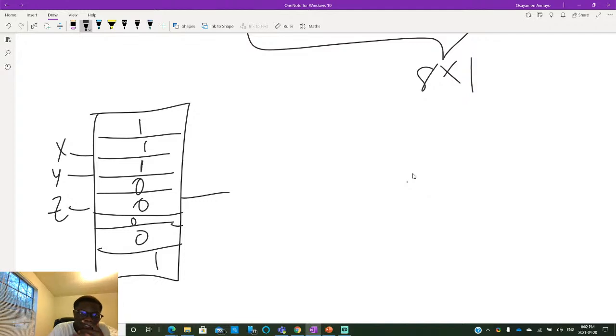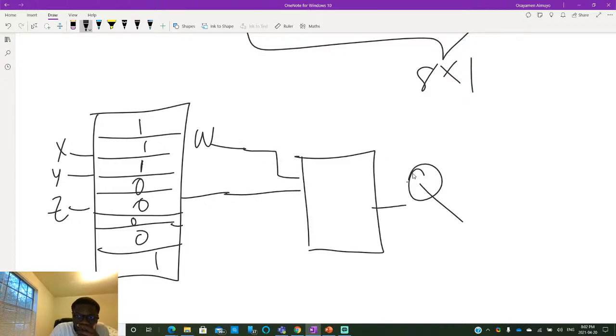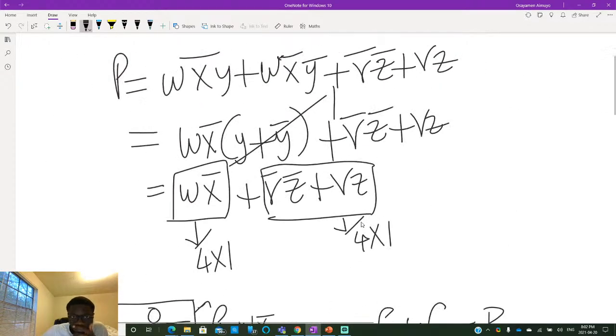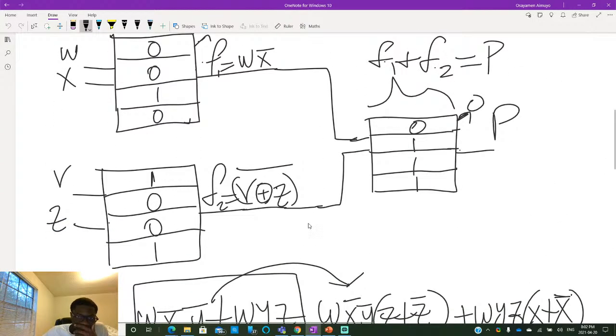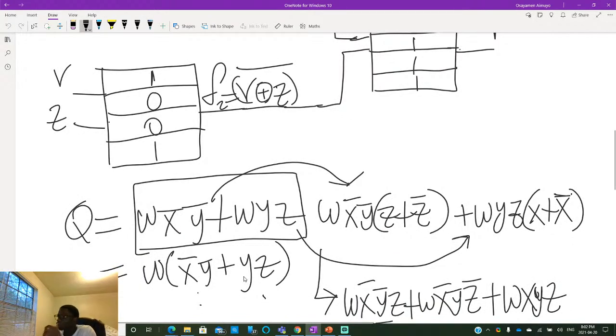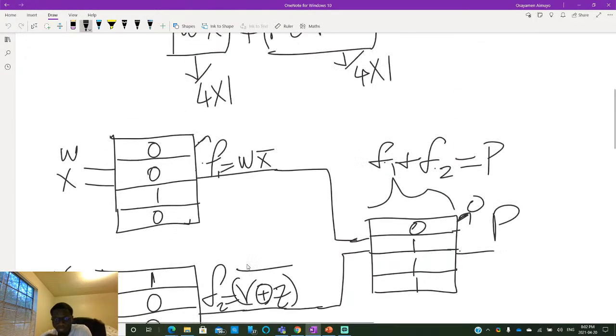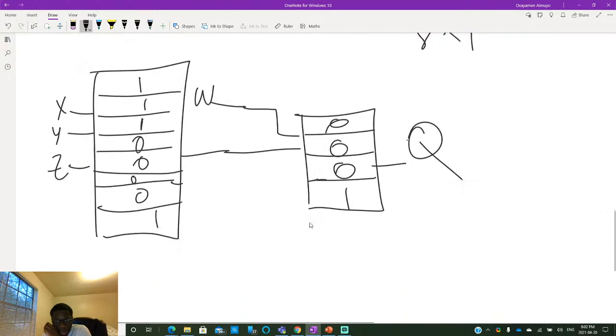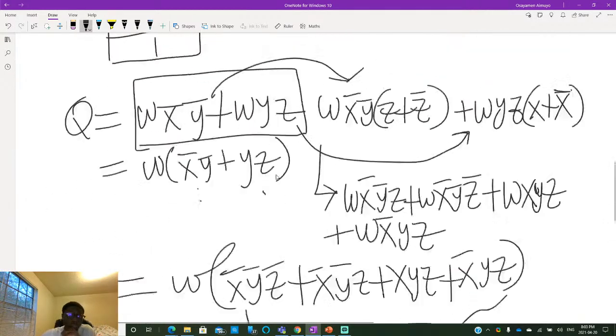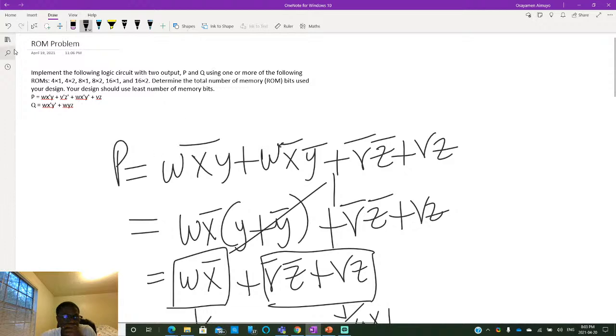Nice. So now all we have to do is to AND this with W. So imagine you had W here, and you feed that into another ROM, and this should give us Q. So remember, AND is just 0, 0, 0, 1. And basically in total we have 12 bits for the whole system as opposed to having 16 bits. So we saved a total of 4 bits, which is nice. In total you have 12 bits here, 12 bits here, so that's 24 bits.